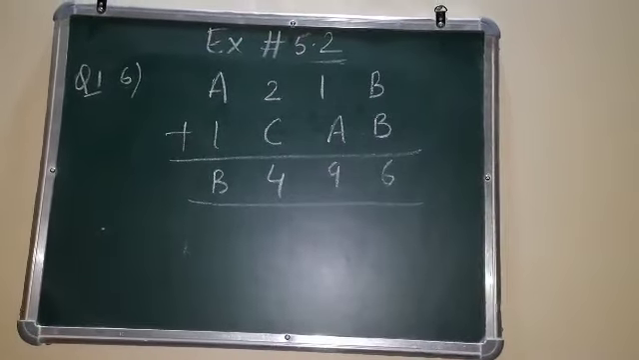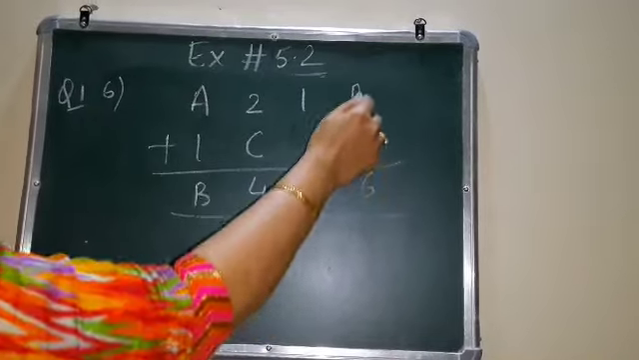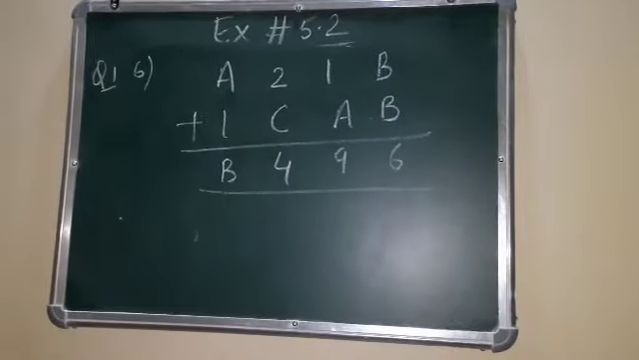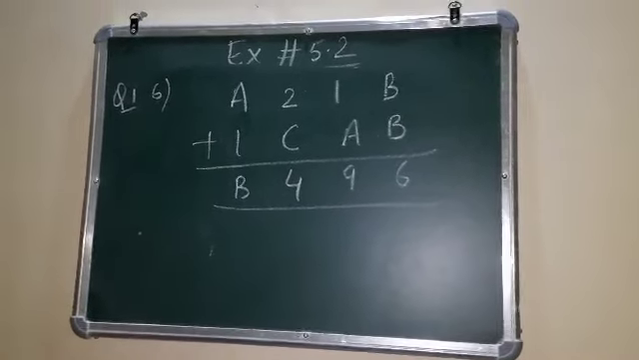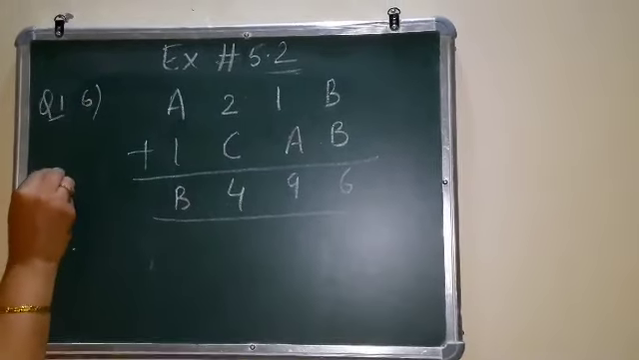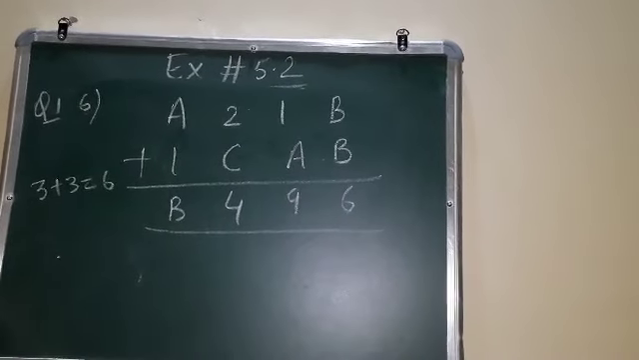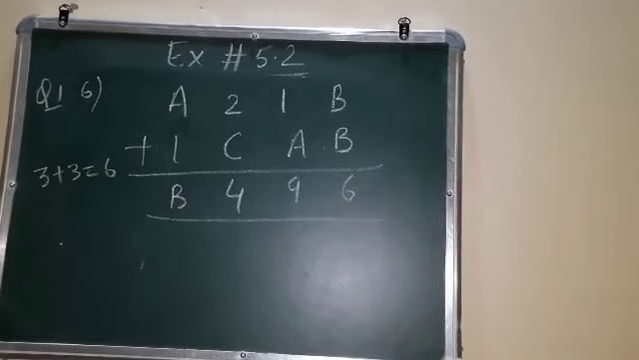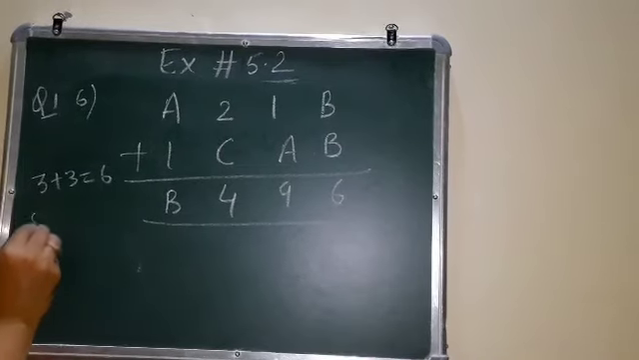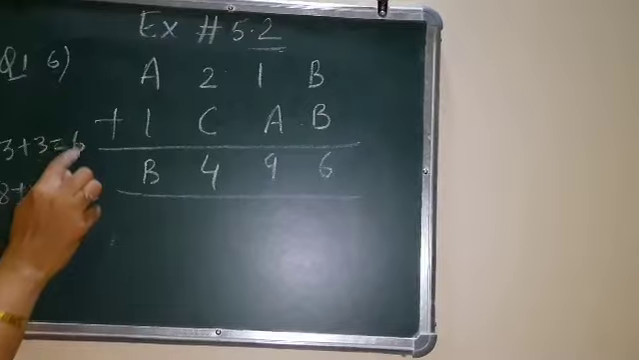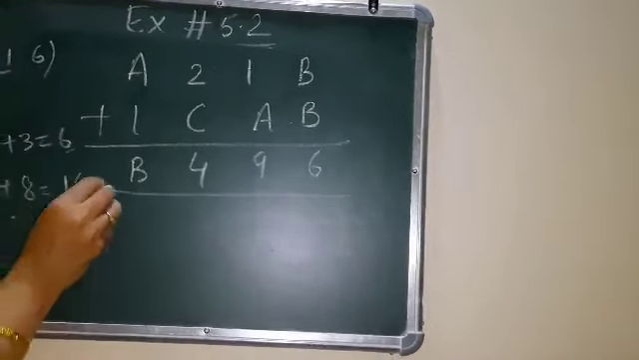Now, you can see the same number you have to add and you will get the answer 6. How? Which two numbers you will add to get 6? Same numbers. So, you can add 3 plus 3, 6. Okay, one more combination can be there. What is that combination? 8 plus 8. You will get 16. So in both these combinations you are getting 6.